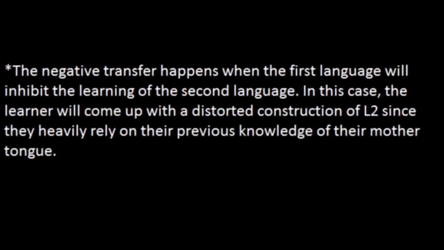Negative transfer happens when the first language inhibits the learning of the second language. In this case, the learner will come up with a distorted construction of L2, since they heavily rely on their previous knowledge or competence of their mother tongue.